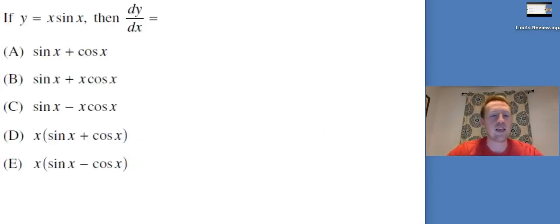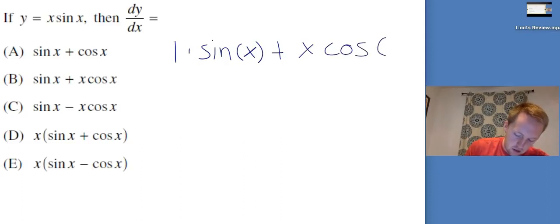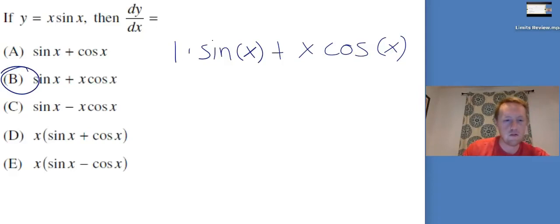If y equals x sine of x, then dy dx equals ... Okay, I've got a function times a function here. I see x times sine of x. I have to use product rule. So the derivative of the first is 1 times sine of x plus x, the derivative of sine, is cosine of x. So sine of x plus x cosine of x, that looks like b. Perfect.